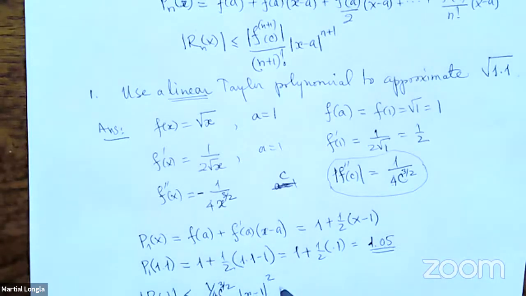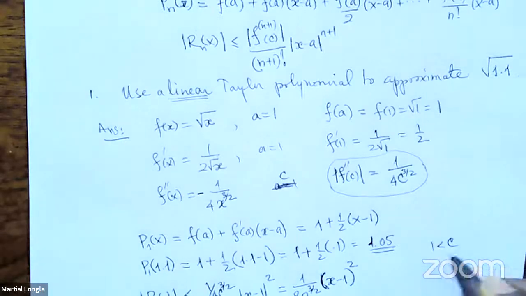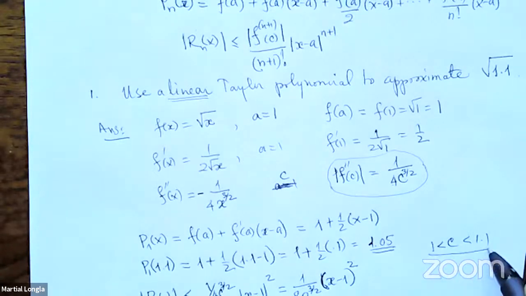Now, this is 1 over 8 c to the power 3/2, times, I can actually remove the absolute value because the square doesn't matter. For the square, it doesn't matter whether you put the absolute values or not. So this is what you get, and you need to find an upper bound on this. And c, we say c is between a and x. A is 1, x is 1.1. So c is between 1 and 1.1. And the function 1 over c to the power 3/2 is decreasing.